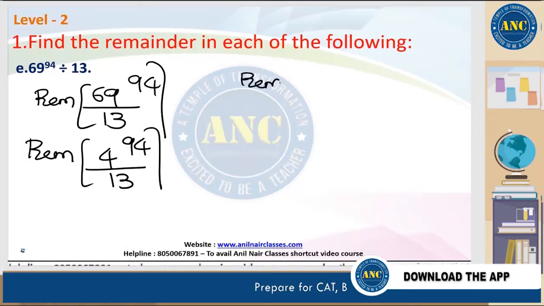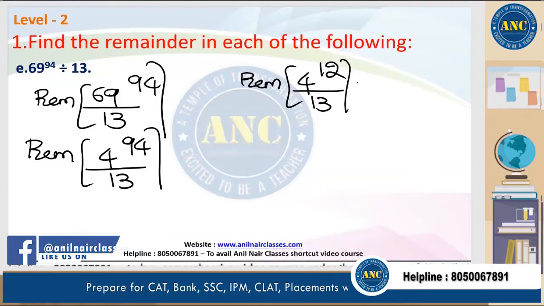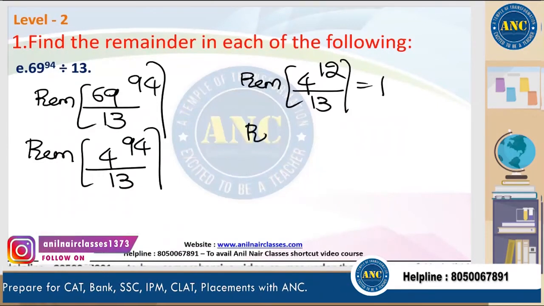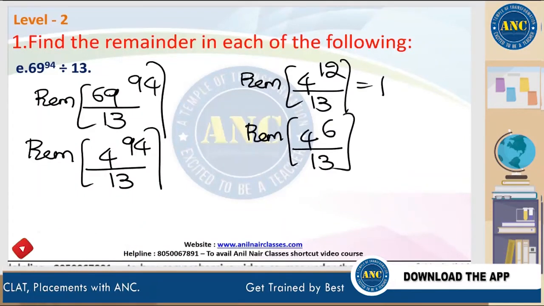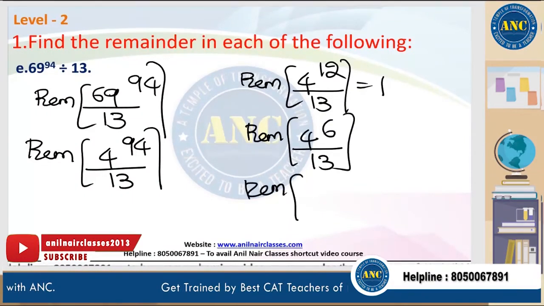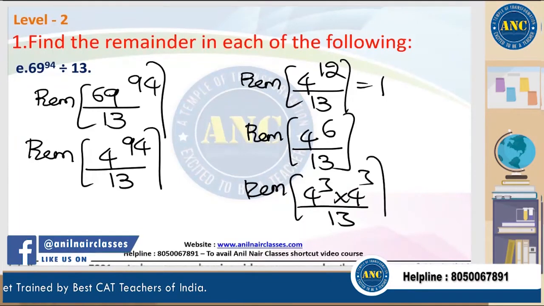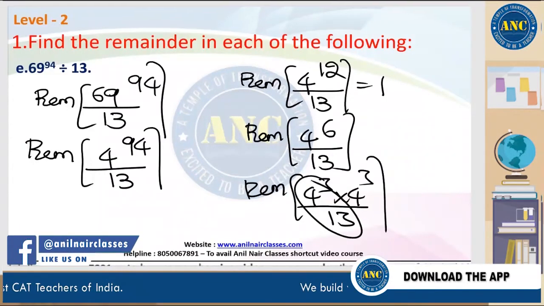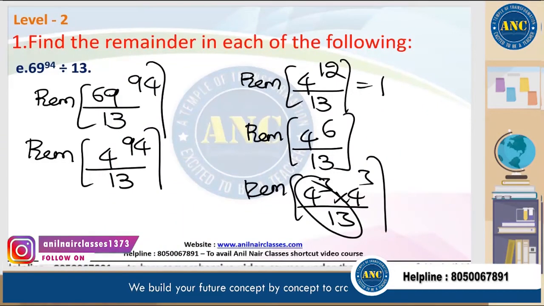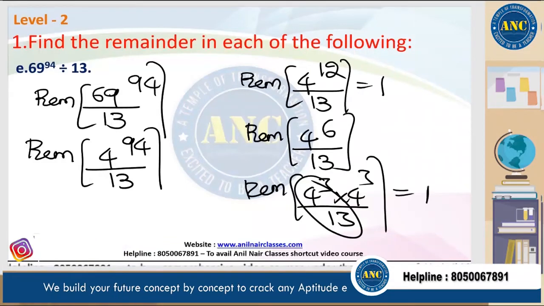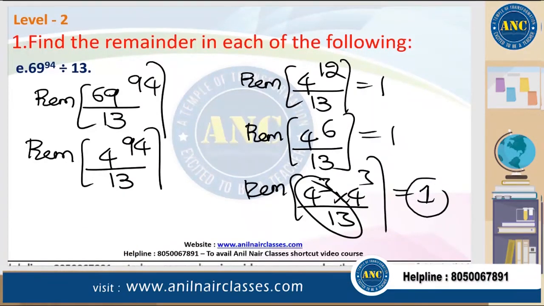So according to Fermat's theorem, 4 power 12 divided by 13 is 1. Check with the next factor of 12. 4 power 6 by 13. 4 power 6 is nothing but 4 cube into 4 cube divided by 13. 64 divided by 13. 13 5s are 65. Minus 1. Minus 1 into minus 1 plus 1. So instead of 12, you can also use 6.